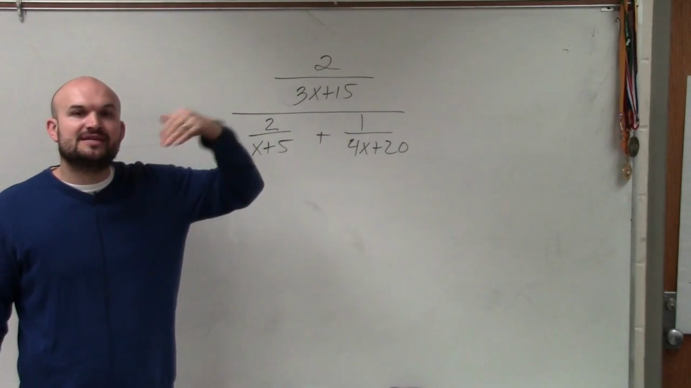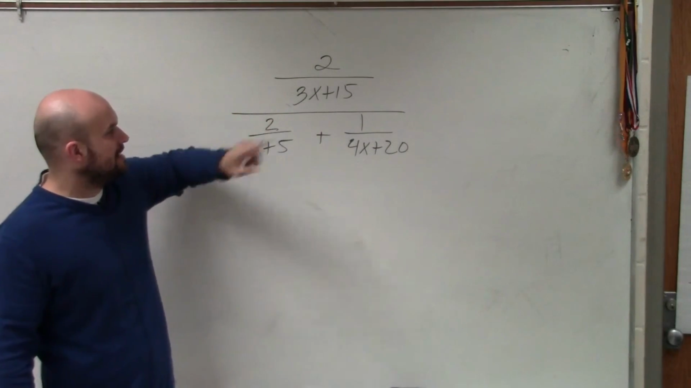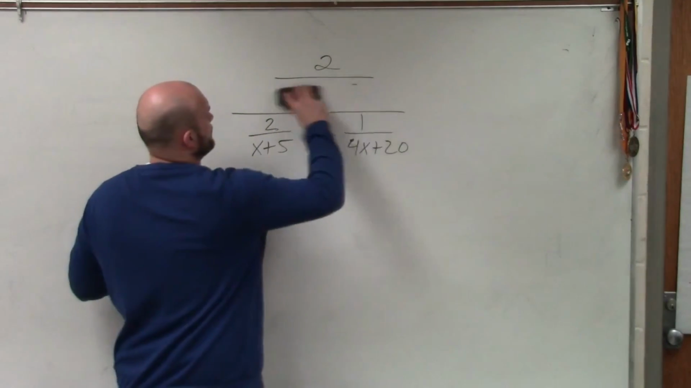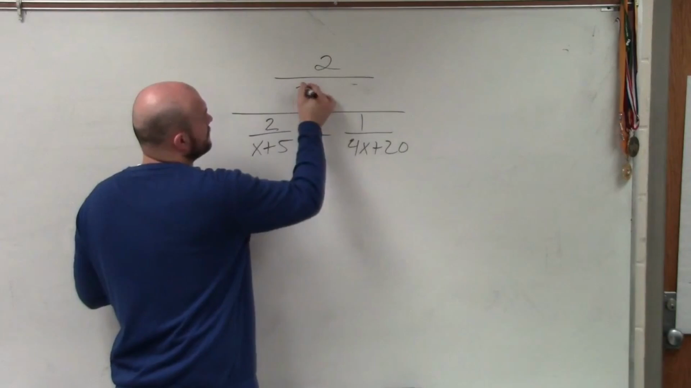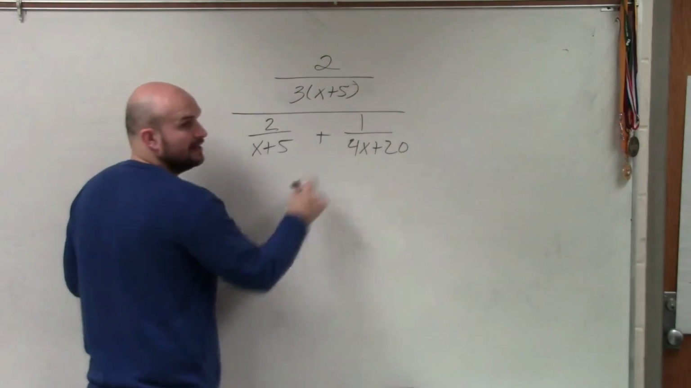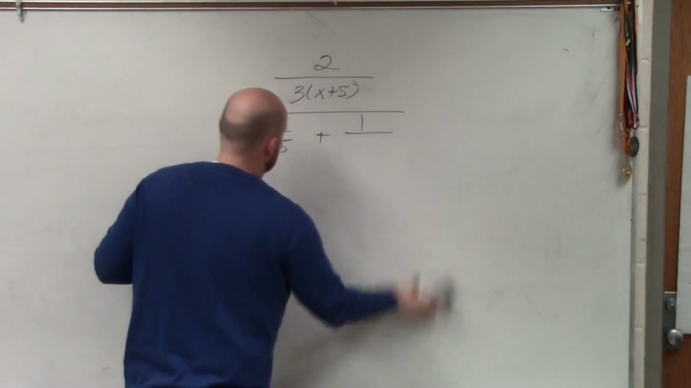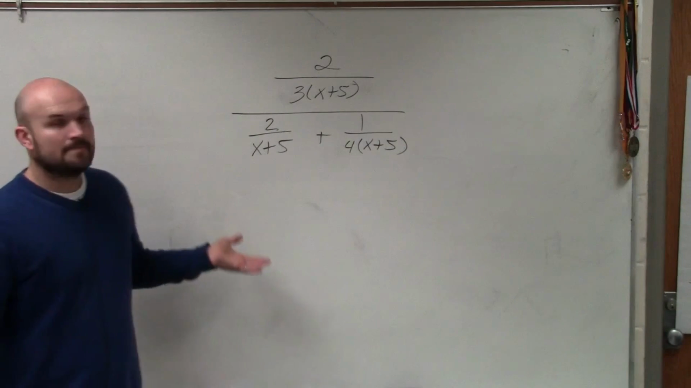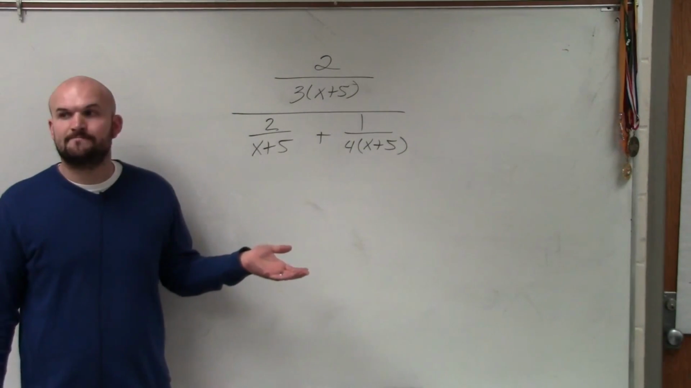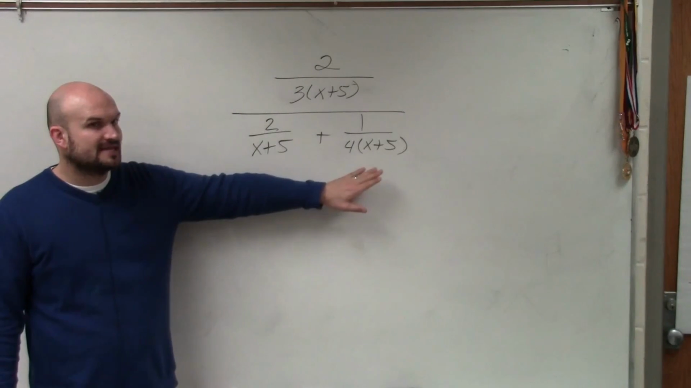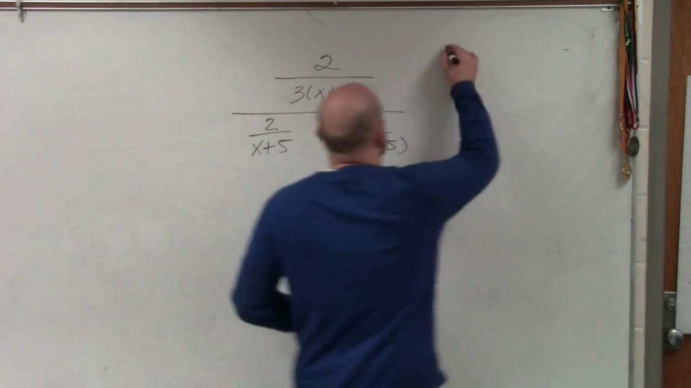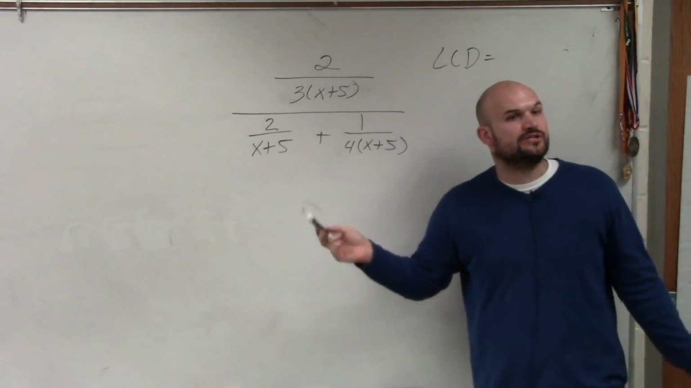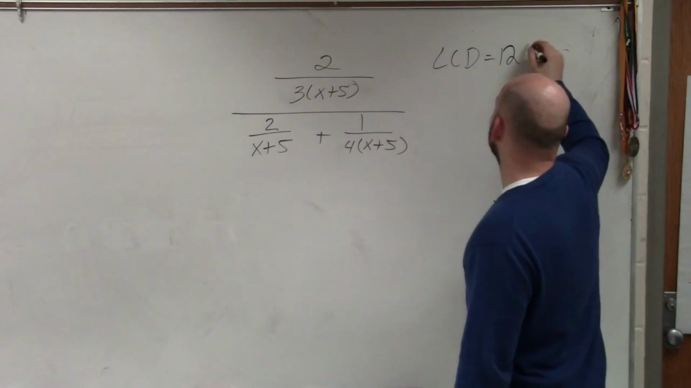So the first thing we want to do is factor to find our common denominator. Here, I can factor out a 3. So that would give me 3 times x plus 5. Here, I can factor out a 4. So that's going to give me 4 times x plus 5. It was 4x plus 20. So now what I want you to understand is my common denominator is not just x plus 5, but it's also the common denominator of 3 and 4, which is 12 times x plus 5.